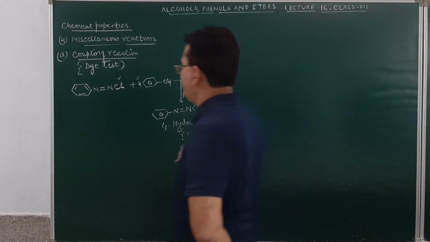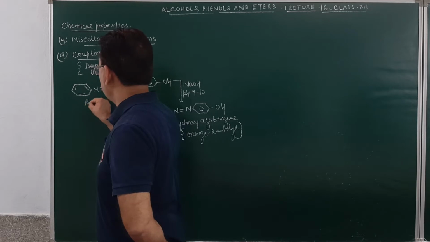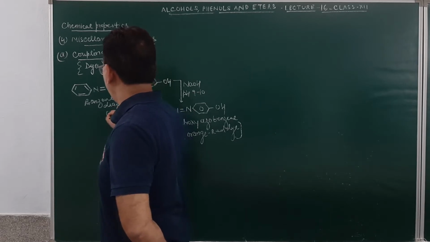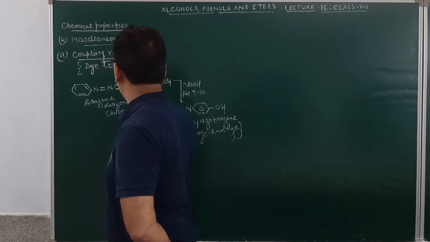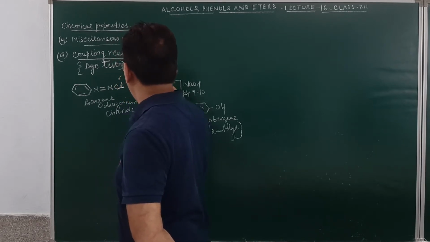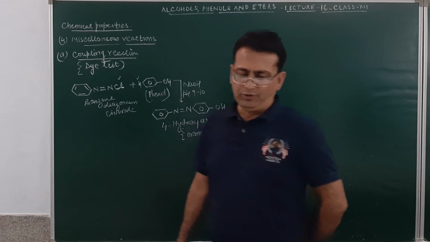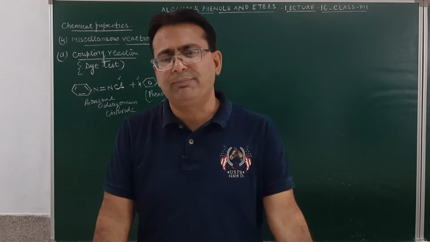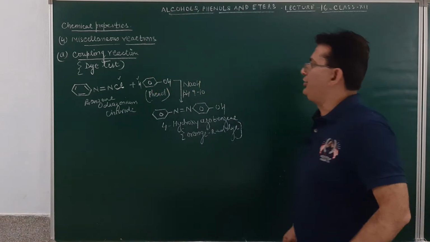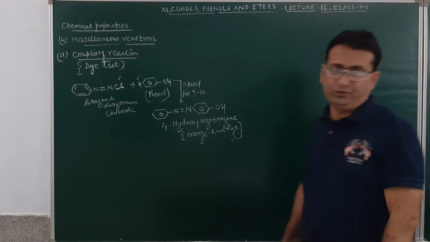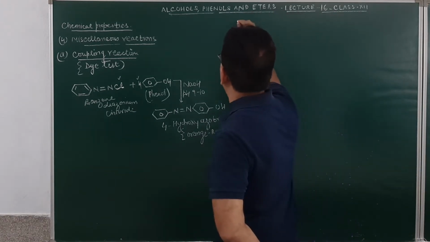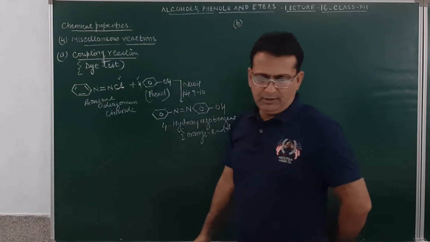This is benzene diazonium chloride. When it reacts with phenol, an orange red color dye will be obtained, and the reaction is called the coupling reaction. One of the most important reactions in the chapter of phenol is the coupling reaction. You will be doing this test in the practical part also, student. Am I clear?